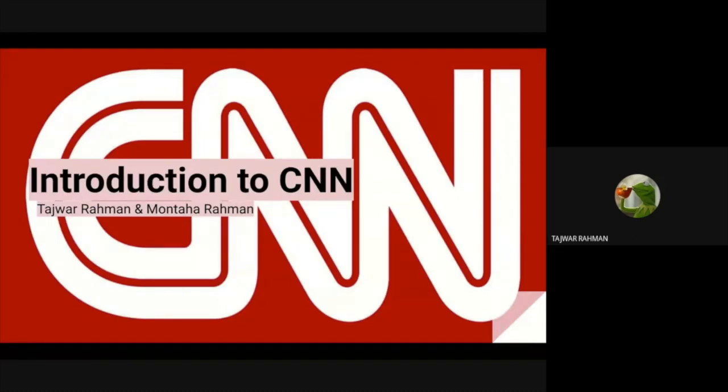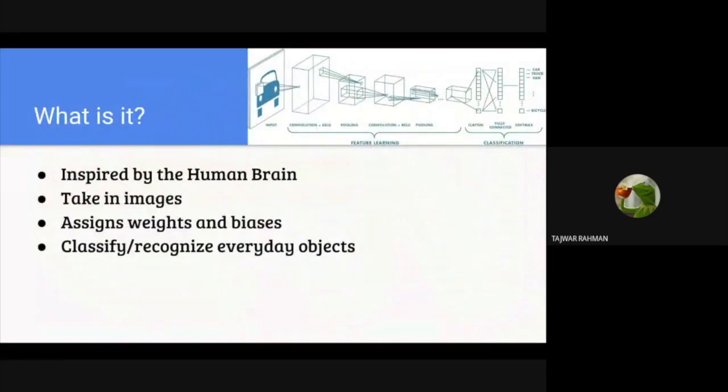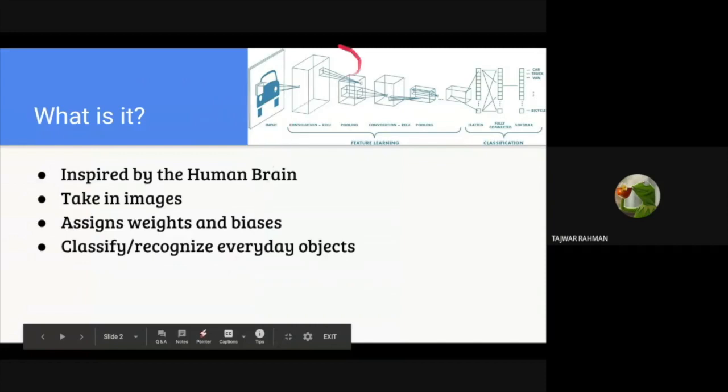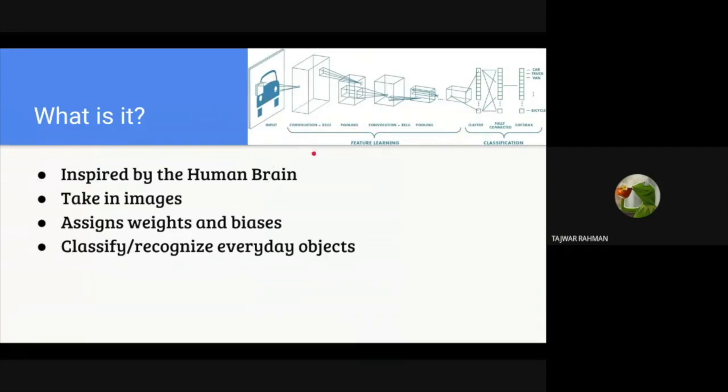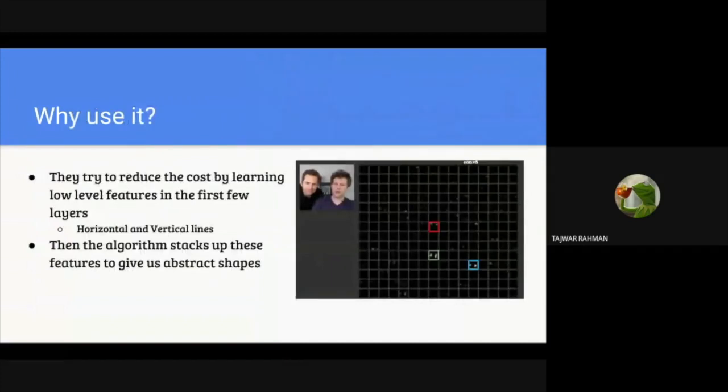So yeah, let's start. CNN is short for Convolutional Neural Network. It's inspired by the brain. As you can see in this image, it takes in images, assigns weights and biases to different layers, and at the end, it classifies what that image is. It can recognize basically everyday objects. So why use it?